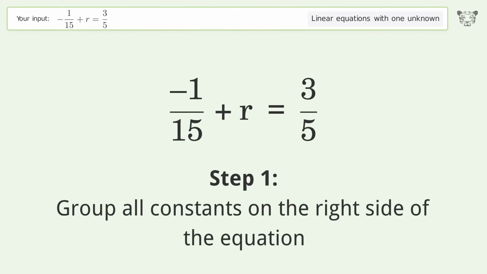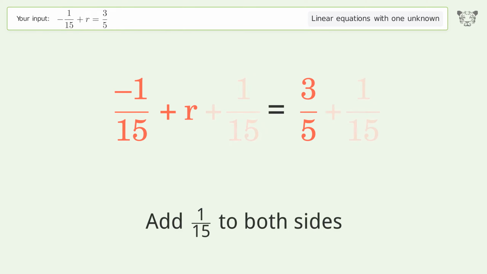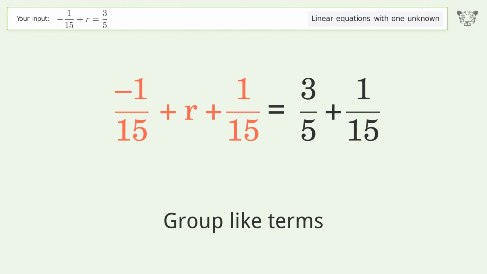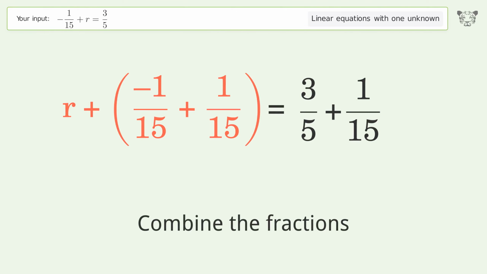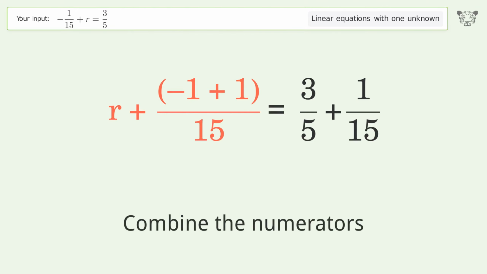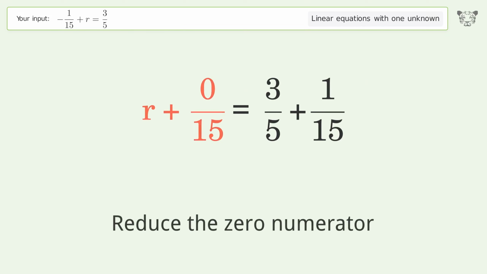Group all constants on the right side of the equation. Add 1/15 to both sides. Group like terms. Combine the fractions. Combine the numerators. Reduce the zero numerator.